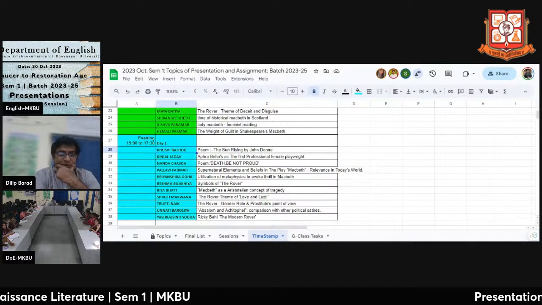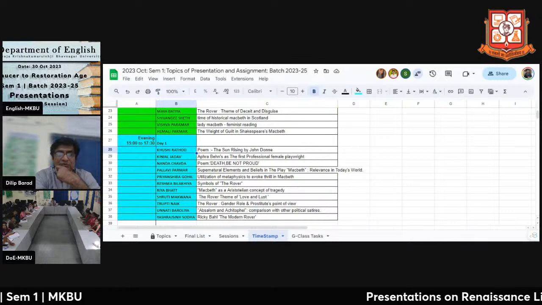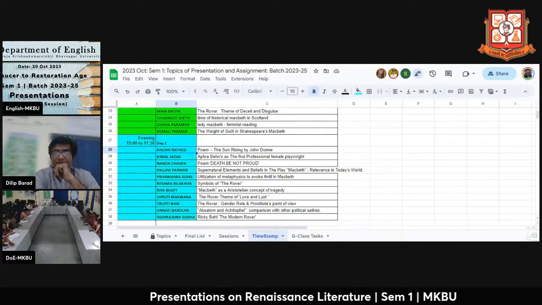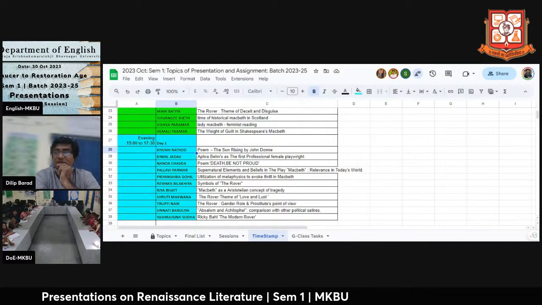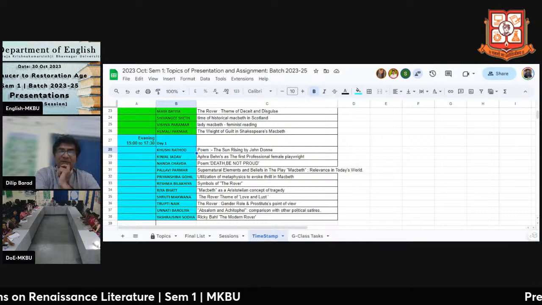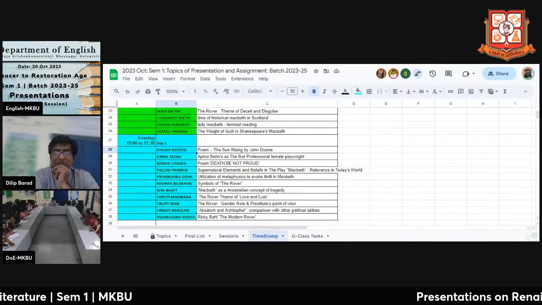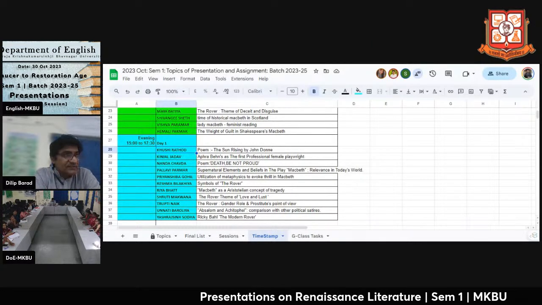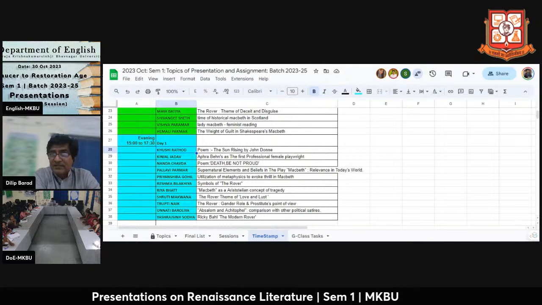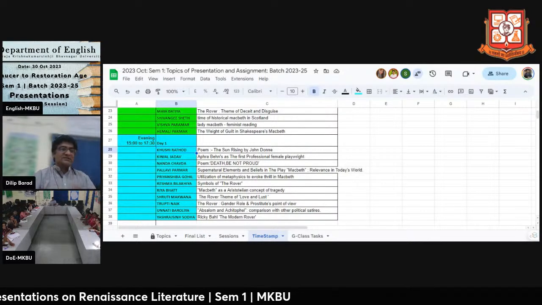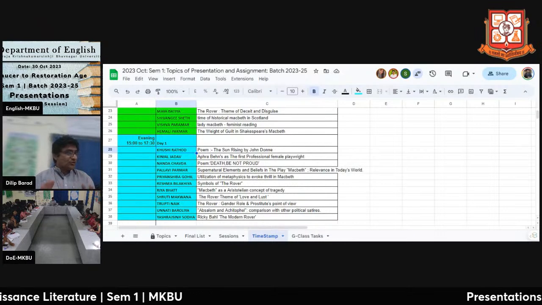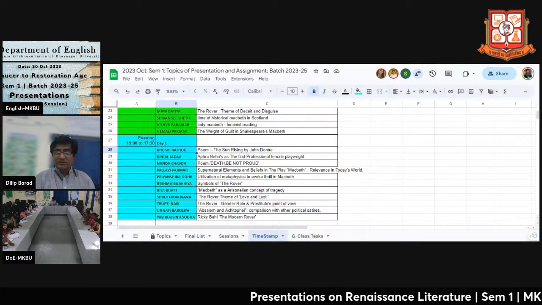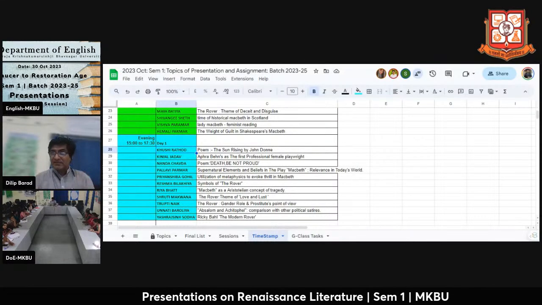Okay, PRIYANSHIBA on utilization of metaphysics to evoke thrill in Macbeth. Okay, so metaphysics, capital M, evoke, capital E, thrill, capital T, and Macbeth in single inverted commas, because you are not talking about the character. You are talking about the text. If you are talking about the character, no need to put single inverted commas. So if your presentation is on the character Macbeth, then it is okay. But if it is on the tragedy that is Macbeth, or a book that is Macbeth, or a play that is Macbeth, then single inverted commas.